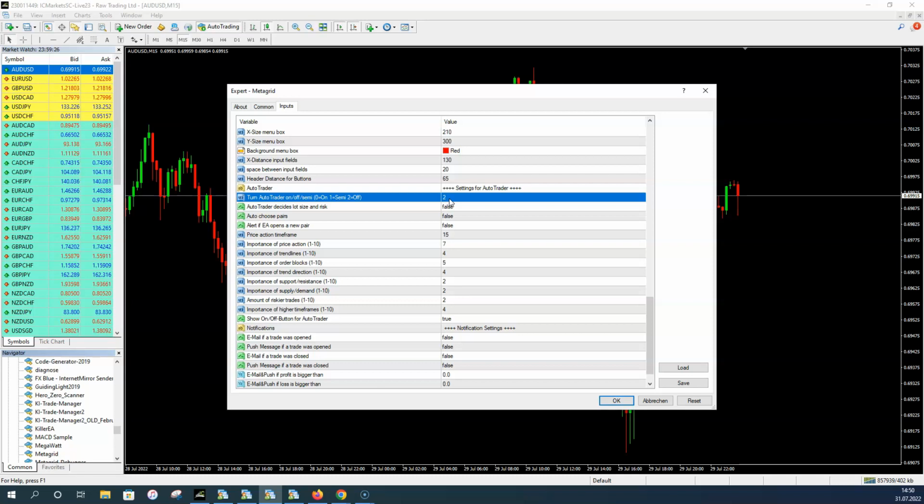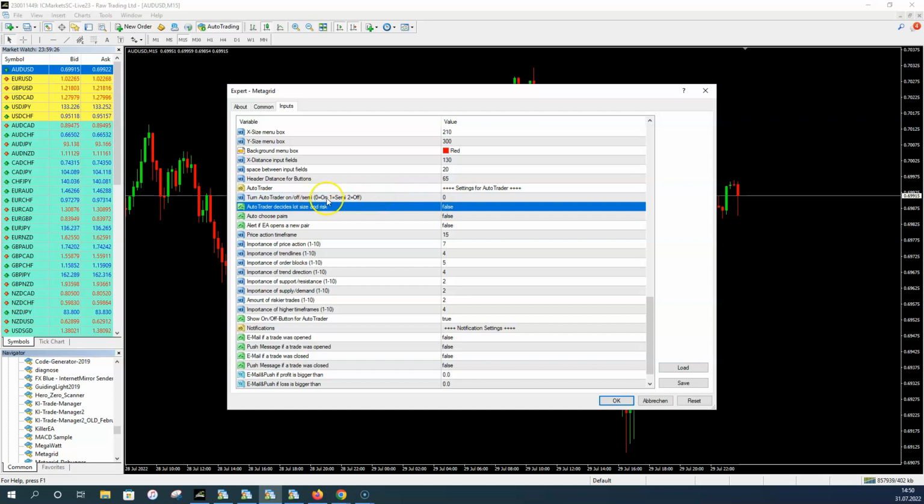If you want to use the EA, we simply put in here a 0, so we have activated it, and now we can make different settings for our EA. First of all, auto trader decides lot size and risk. If you turn this to true, the auto trader will decide for you which lot size it uses and how big the risk for the trade is.